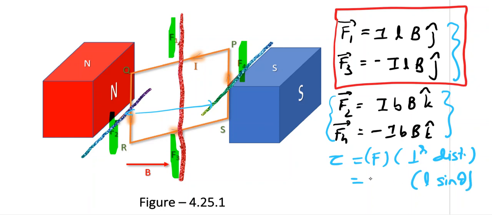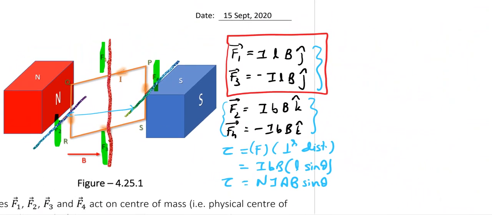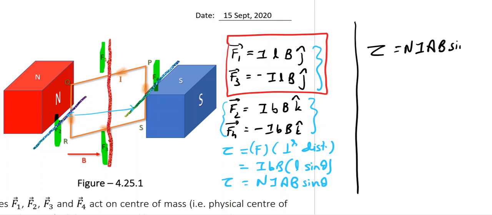And then ultimately what we had was torque is equal to NIAB sine theta. So what is N? If you take torque to be NIAB sine theta, N is the number of turns. What is I? Current passing through the coil. What is A? Area of the coil. And what is B? Applied magnetic field.